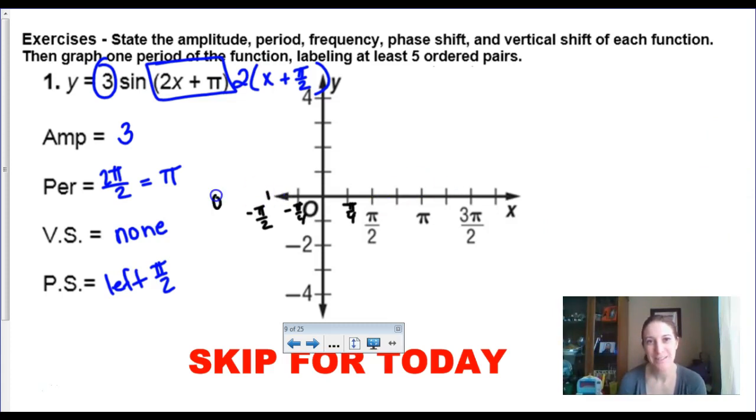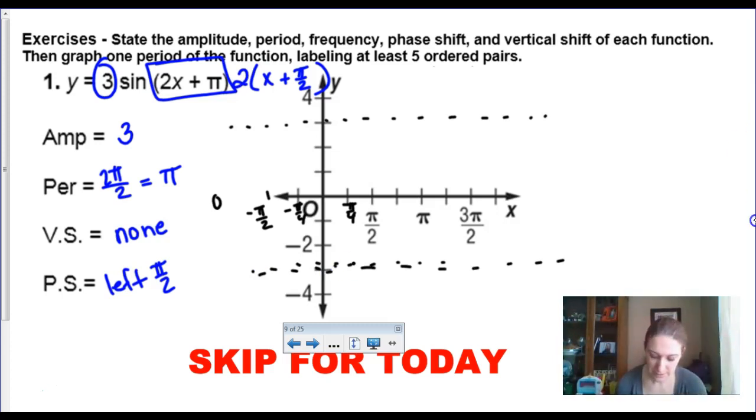Our midline is still going to be at 0, but our amplitude is 3. So we have a maximum boundary for our range and our minimum boundary for our range. I like to mark these in with a highlighter or something before I start, because at least I have a visual boundary so I don't get crazy when I graph. And it is a sine function, so it's going to start at 0 normally. However, everything's been shifted left pi over 2. So that's going to be my new starting point for this sine function.